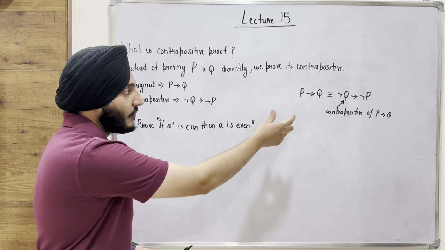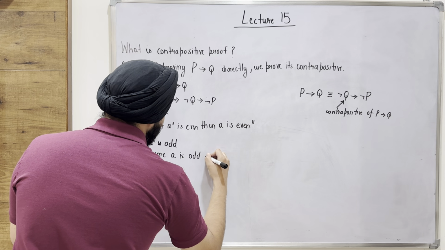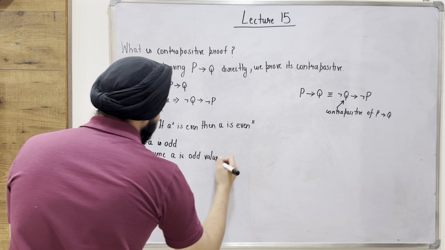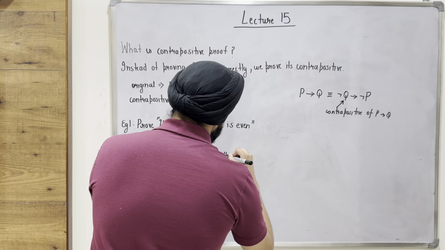Let's assume A is an odd value. Then A is equal to 2k plus 1.